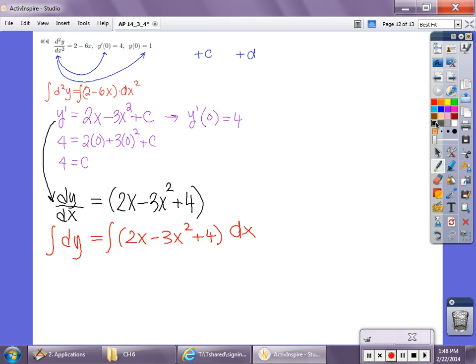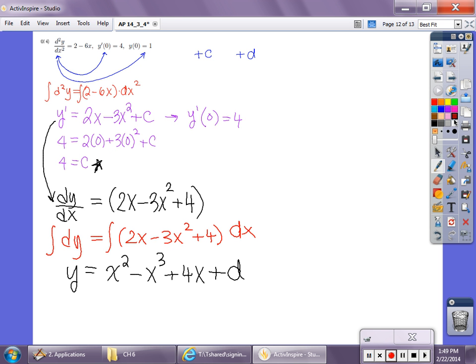And here's where I was talking about that d. So here I'm going to write my y. The integral of 2x is x squared. The integral of negative 3x squared is negative x cubed. And then plus 4x. And then you're not allowed to use c again, because if you write c, then we already know the value is 4, because we found it up here and we defined it up there. So you have to use a new constant. That's why I'm choosing d.